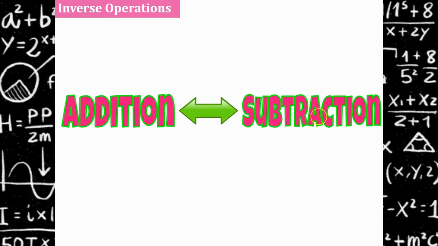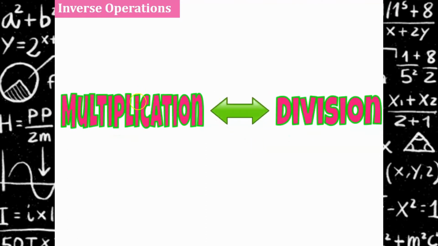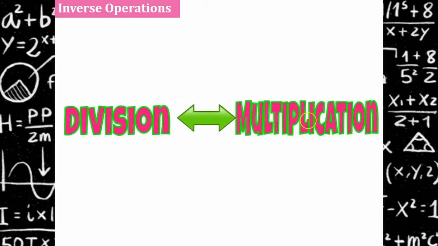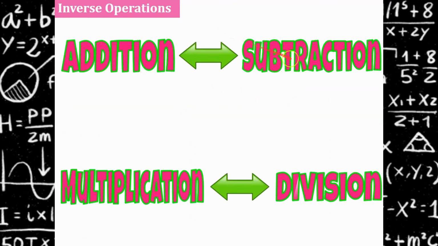So inverse operations. We have addition that undoes subtraction, and subtraction undoes addition. They are inverse operations. And then we have multiplication and division. And then division undoes multiplication. So we have two sets of inverse operations here. Addition and subtraction undo each other, and vice versa. Multiplication undoes division, and division undoes multiplication. We're going to be using this idea in our lesson today.